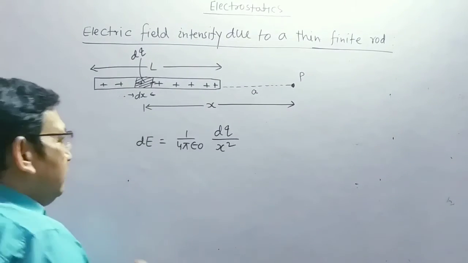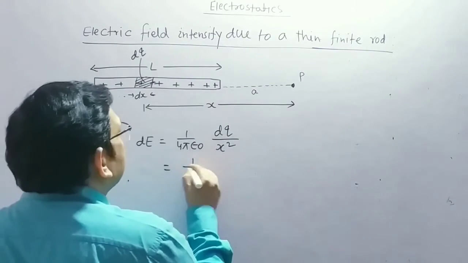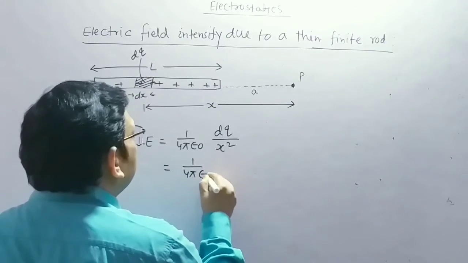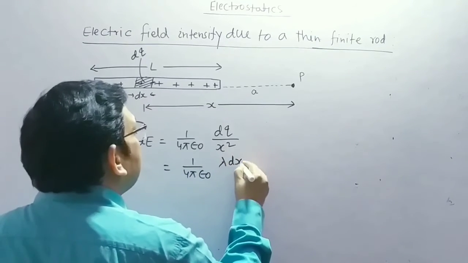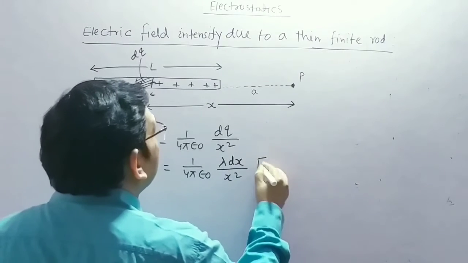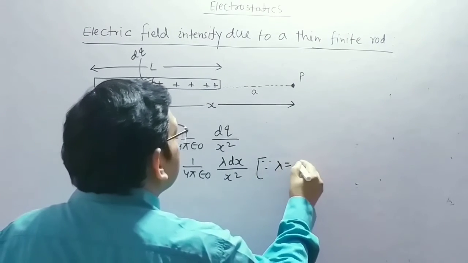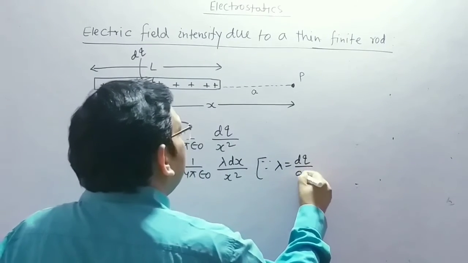Now we want to calculate the total electric field intensity. 1 by 4 pi epsilon dq can be written as lambda dx by x square, because we know lambda is dq by dx.